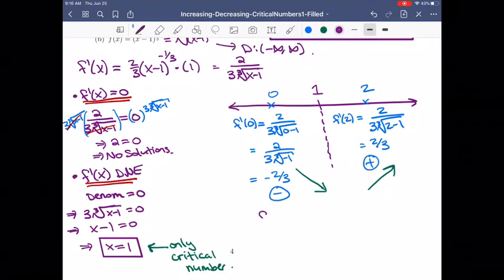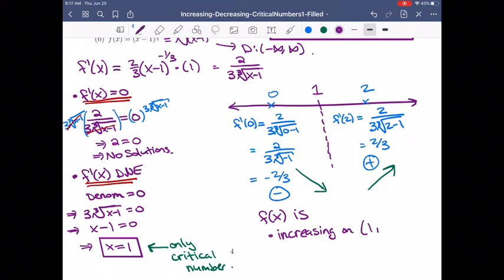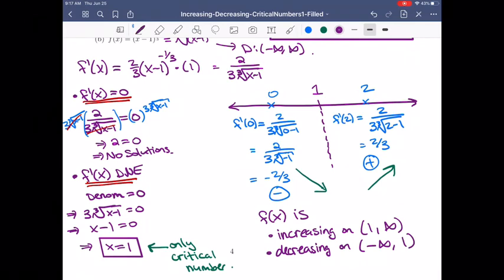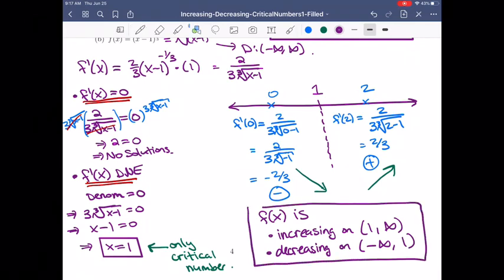Okay, so we would write f of x is increasing on the interval from 1 to infinity and decreasing on the interval from negative infinity to 1. Okay, so those are all the places where we're either increasing or decreasing.